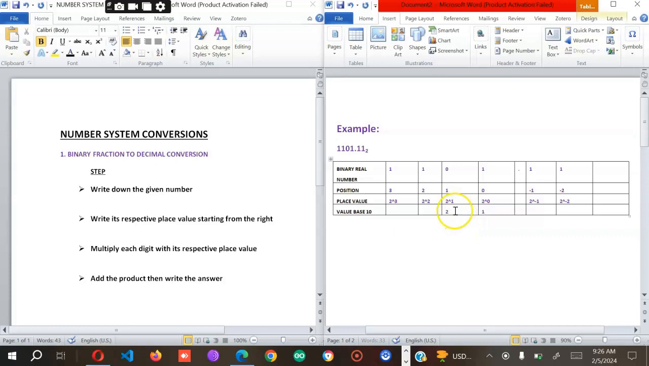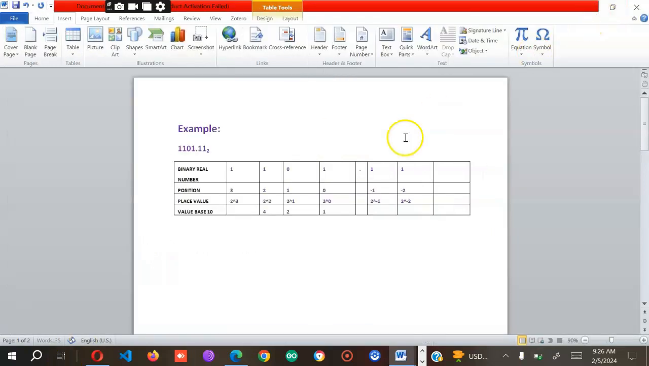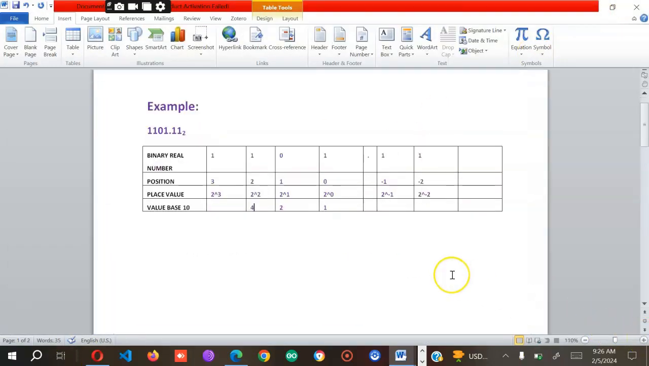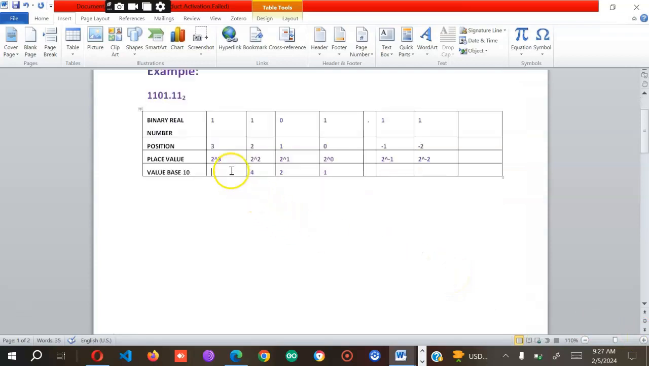Okay, 2 raised to power 0 is always 1. 2 raised to power 1 is 2. 2 raised to power 2 is 4. Let me expand it for you to be able to see easily. Then 2 raised to power 3 is supposed to give us 8. On the other side, 2 raised to power -1 is the same as, if you still remember the power of indices, a raised to power -1 is the same as 1 over a. So 2 raised to power -1 is supposed to give us 0.5, while 2 raised to power -2 is supposed to give us 0.25.